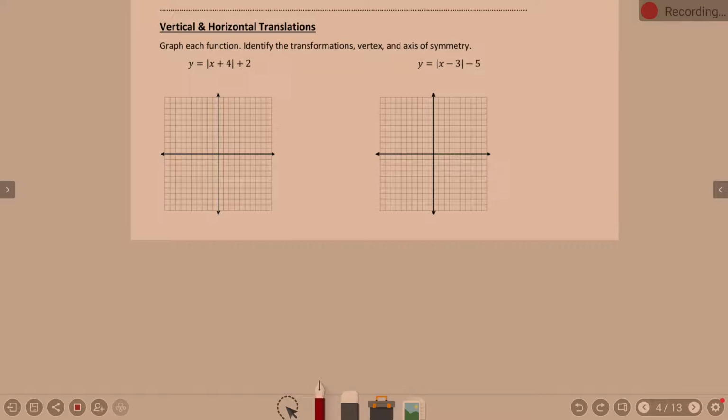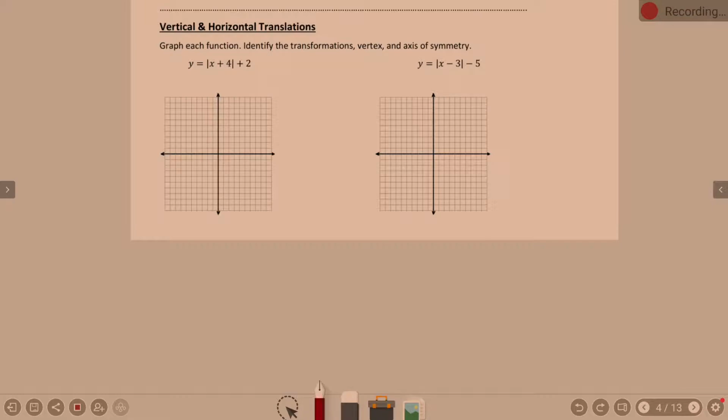Okay. So we're going to start with the vertical and horizontal translations. Do you remember what I mean by translation? You're translating something, you're taking it and just moving it. You're not flipping it, you're not rotating it, you're just moving it. So left or right, up or down, whatever the case is. Okay, so the directions. Graph each function. Identify the transformations. So transformations, it's all these different movements, whether it's translations, reflections, compression, shrinks, whatever. So identify the transformations. We're going to use words. The vertex and the axis of symmetry.